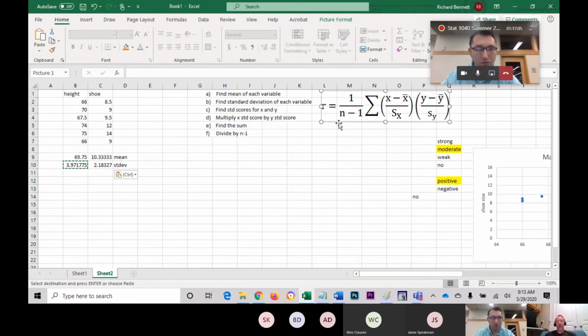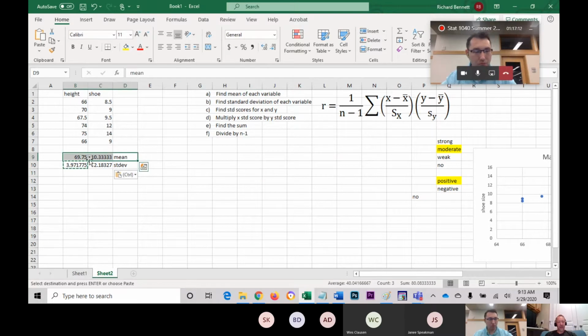I'll show you how to do it in Excel in a minute, but what I would like to see on your test is, I don't need to see all the calculations for your mean. I don't need to see all the calculations for your standard deviation, but I would like you to set it up something like this, okay? Essentially what we're doing here, we found the mean, we found the standard deviations. Now I need to find the standard scores for the X and Y.